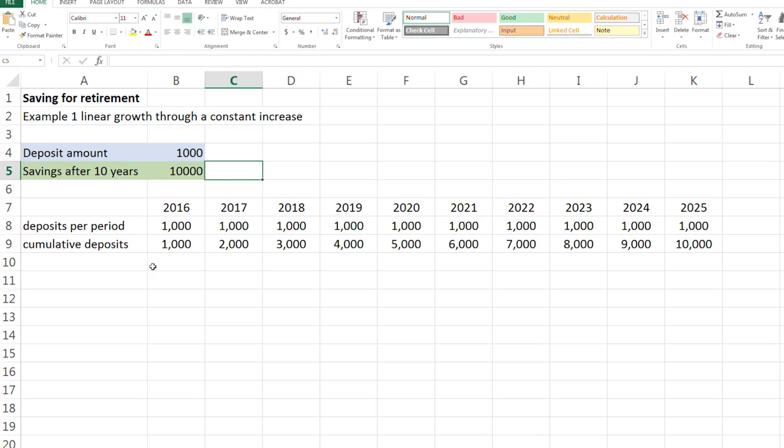Here are some examples of linear and nonlinear functions in spreadsheets that model change over time. This is an example of linear growth through a constant increase per period, in this case year by year. The formula for cumulative deposits, here in C9, I wrote in order to show an absolute reference to cell B4. I can change the deposit amount to any number in cell B4 and have an effect on the entire projection.